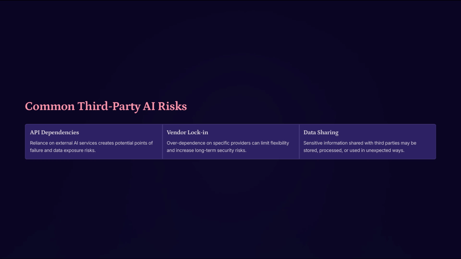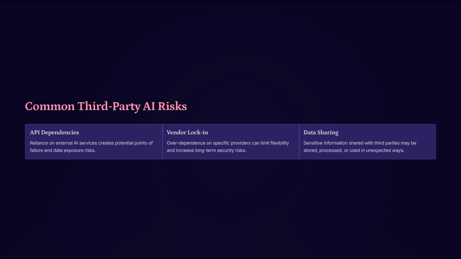Next, we have vendor lock-in. Overdependence on specific providers can limit your organization's flexibility, making it challenging to adapt or switch services in the future. This reliance may also elevate your long-term security risks as you become more tied to a single vendor.